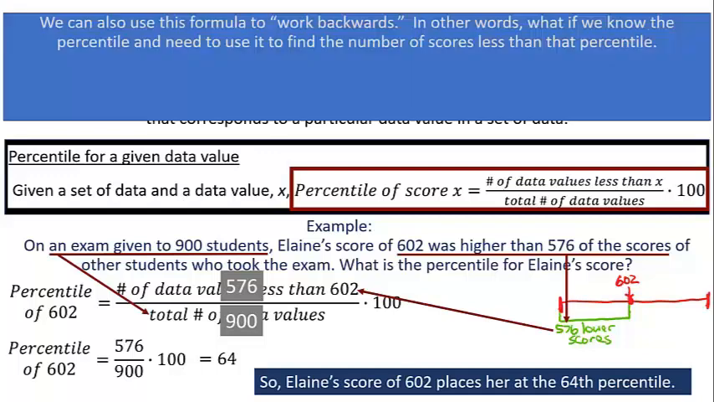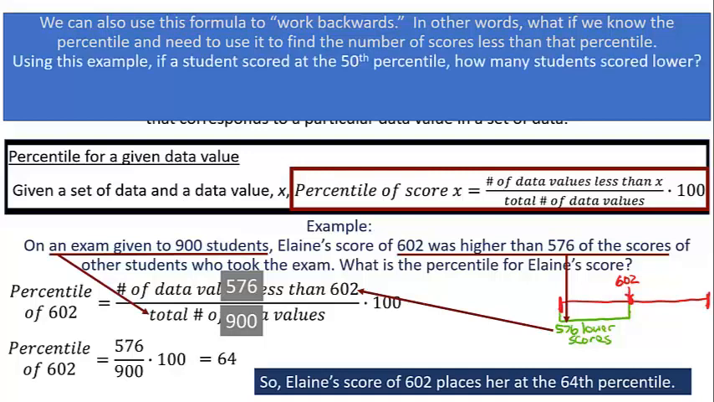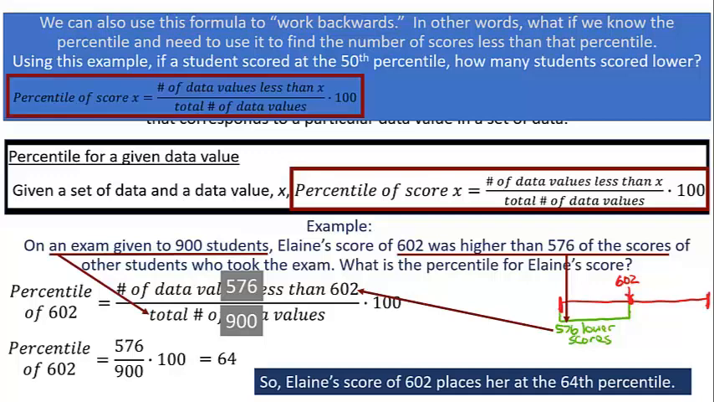We can also use this formula to work backwards. In other words, what if we know the percentile and need to use it to find the number of scores less than that percentile? Using this example, if a student scored at the 50th percentile, how many students scored lower?